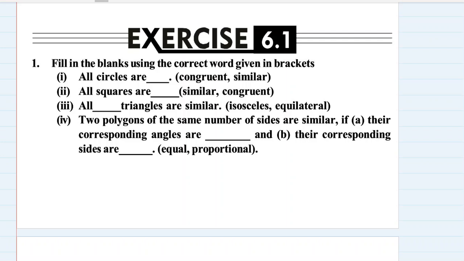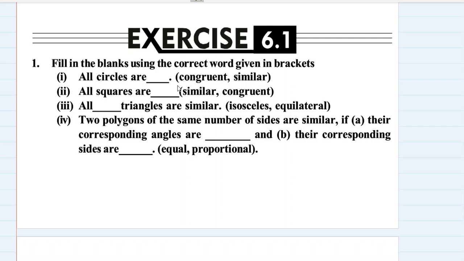Okay, so let's start. Exercise 6.1 is simple. It is based on the introductory information which I gave you in the first video. So these are all fill in the blanks. We can do it quickly. I'm just going to highlight the correct option.